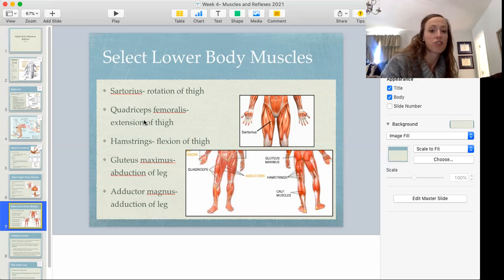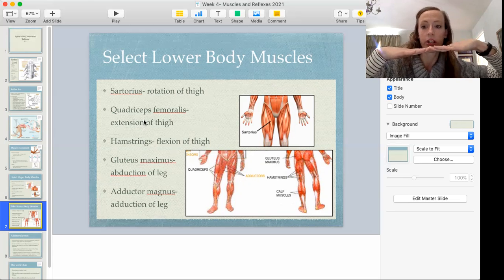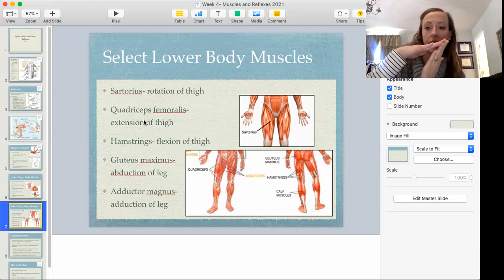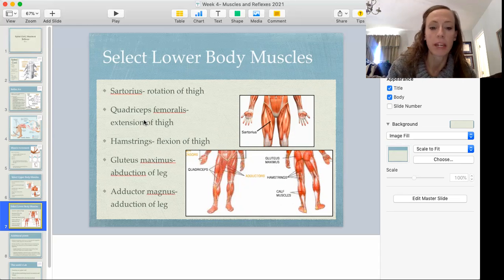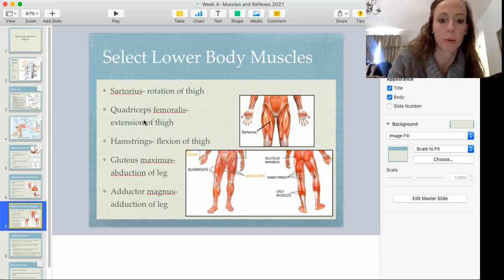So again, extension is going to be drawing the two parts of your leg further, extension from one another, or closer, flexion to one another. Okay. All right, and then adduction and abduction of your lower leg are mediated by the gluteus maximus and the adductor magnus, respectively. So abduction, again, is taking that lower leg or your leg further from your body, and that's mediated by the gluteus maximus. Closer to your body, bring it back in, is mediated by the adductor magnus.